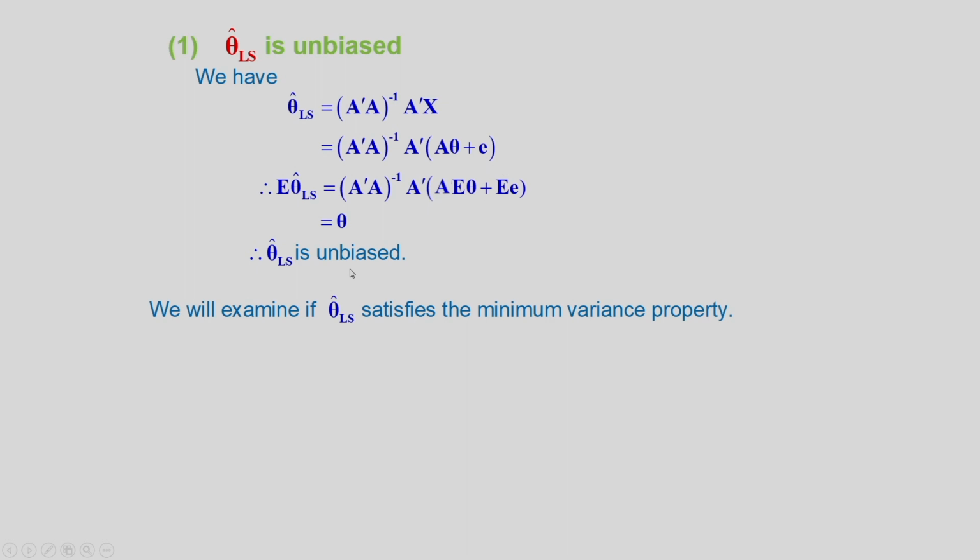So, this is a very good property. It is one of the desired properties of estimators. We have established that theta LS hat is unbiased. We will examine if theta LS hat satisfies the minimum variance property, because for a good estimator the variance should be as low as possible.